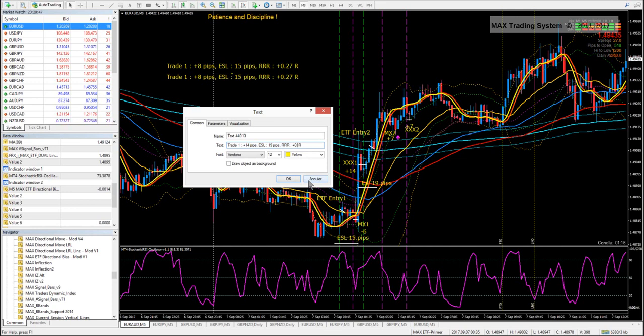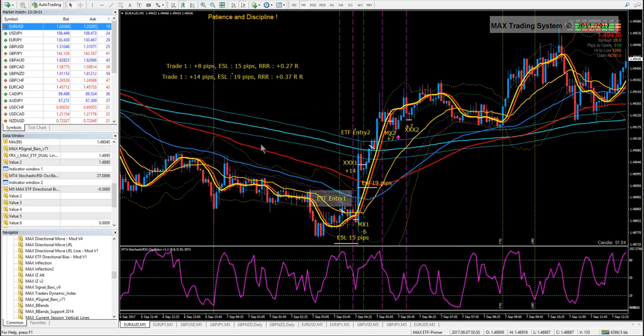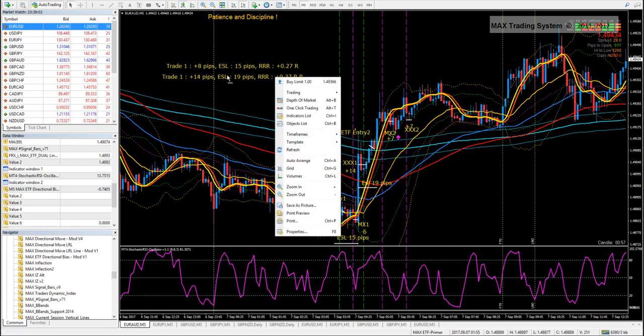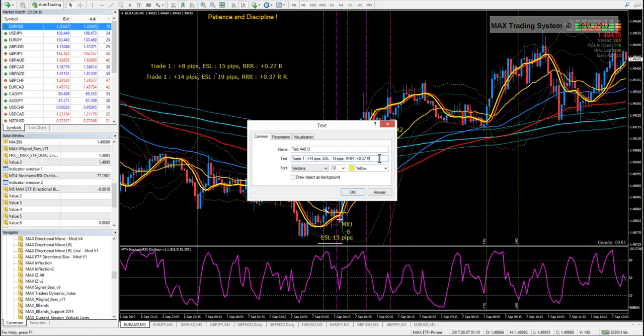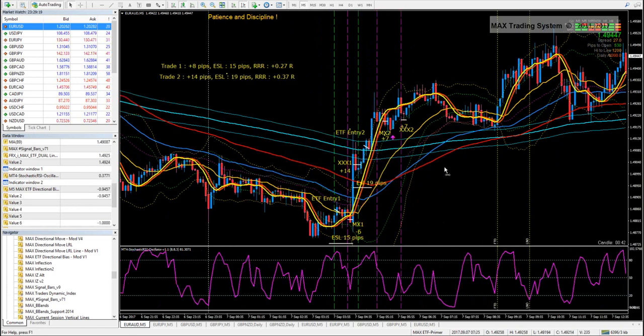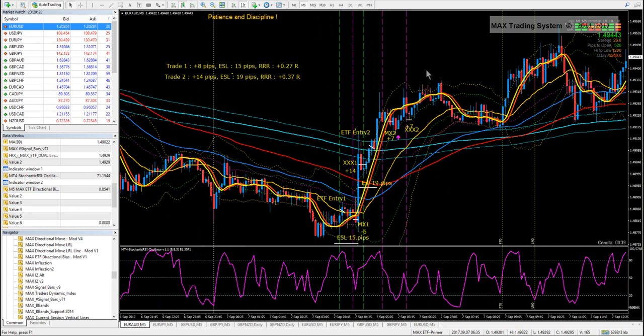So we have to divide 14 by 2, giving 7, and then 7 by 19, giving us plus 0.37R. And so with the 2 trades, we have already accumulated more than half our profit. I'm going to correct immediately the typos here. So R, and it's trade number 2. At this point of the chart here, we still have an opportunity to open a new trade.